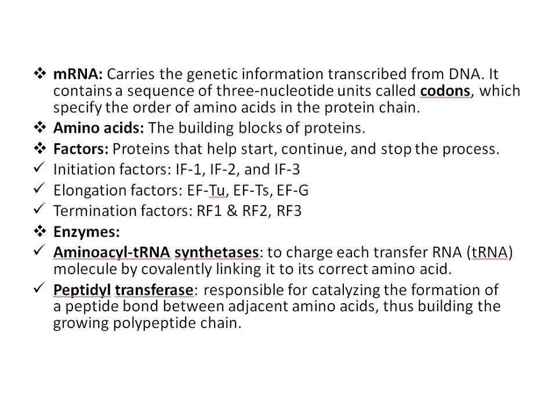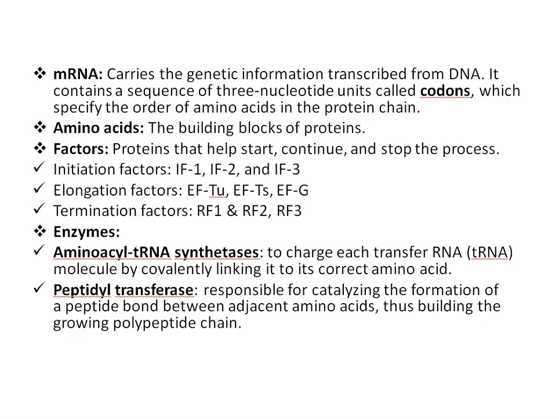Then various factors. Factors are actually proteins that help to start, to continue, and to stop the process. Three types of factors are involved in the translation process. They are initiation factors, elongation factors, and termination factors. Initiation factors in prokaryotes are of three types: IF1, IF2, and IF3. Elongation factors are elongation factor Tu, elongation factor Ts, and elongation factor G. Similarly, termination factors are RF1, RF2, and RF3.